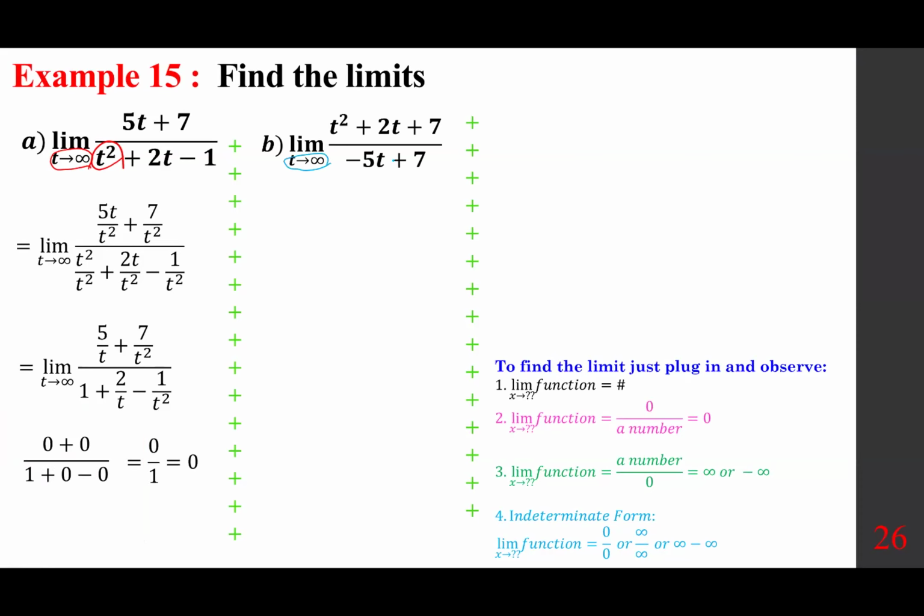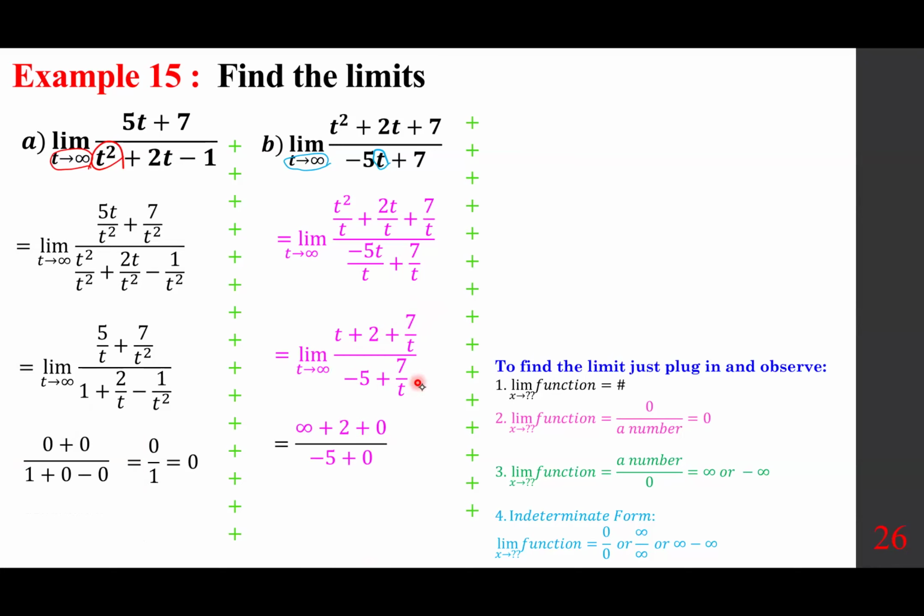Because t is approaching infinity, we are dealing with a rational expression. We divide by the highest degree term in the denominator, namely t. And we simplify. This is what we get. If we plug in everybody, this becomes infinity. This is 2, this is 0, this is -5, this is 0. So the numerator is infinity plus 2, the denominator is -5.